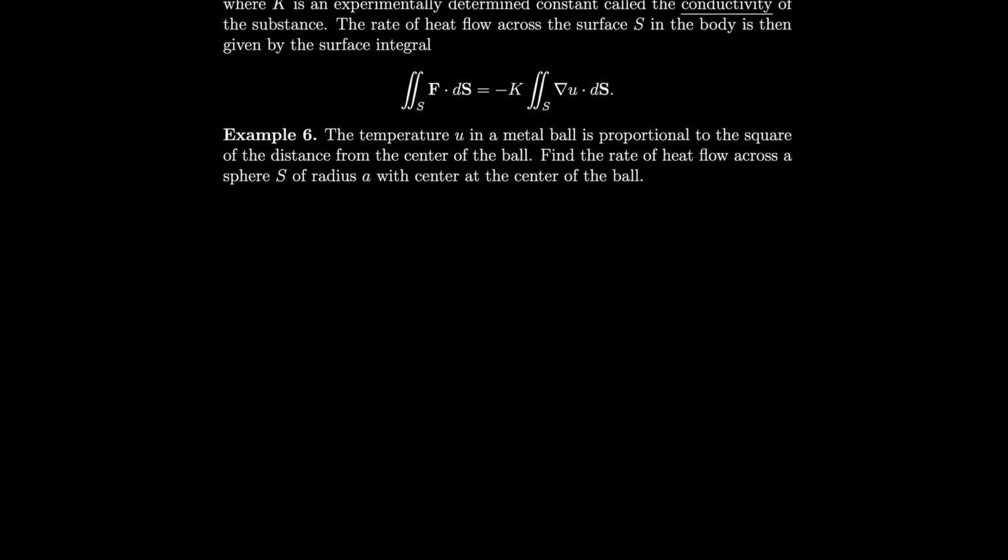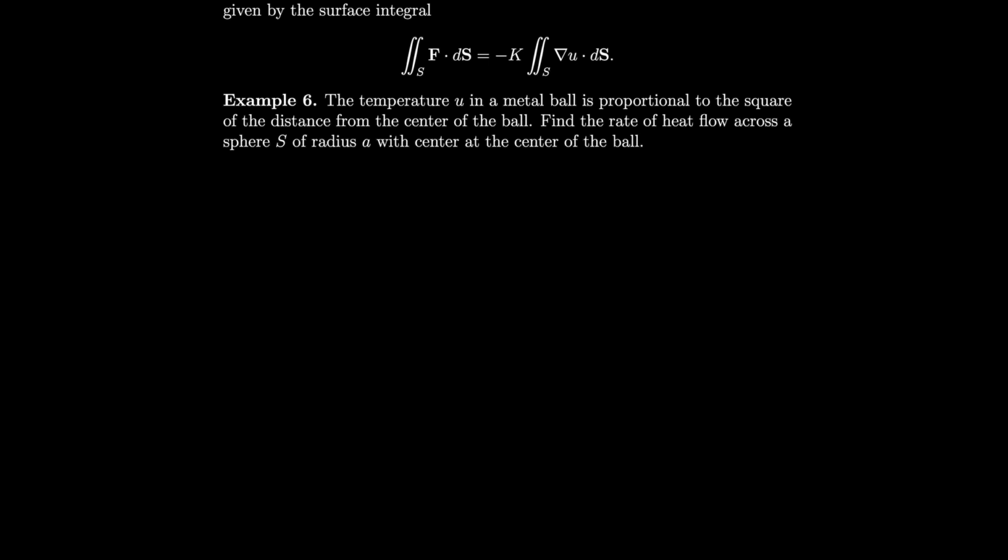So if we have the temperature U in a metal ball proportional to the square of the distance from the center of the ball, then we can find the rate of heat flow across a sphere S of radius a with center at the center of the ball. All we do is put our ball at the origin, so then U of x, y, z is proportional to the square of the distance from the center of the ball. So we'll need some constant of proportionality C times the distance, which would be the square root of x minus 0 squared plus y minus 0 squared plus z minus 0 squared, but we're squaring it. So we won't have the square root, and we'll just have x squared plus y squared plus z squared.